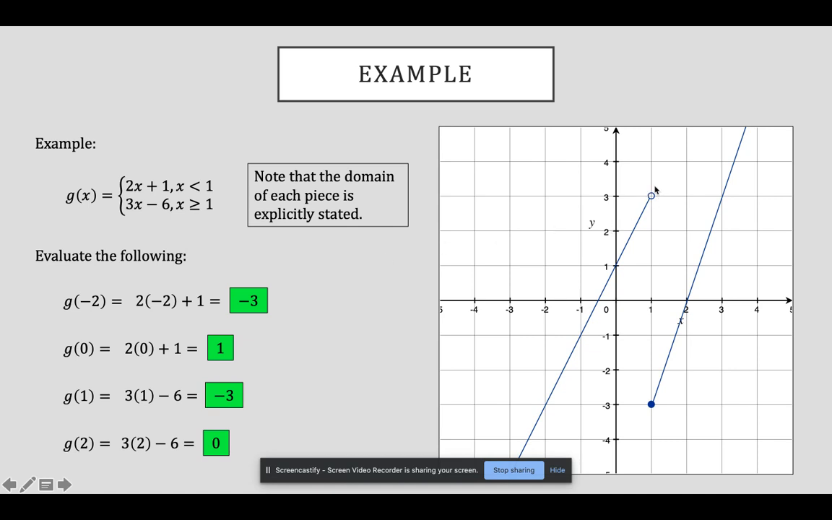Take a look at the endpoints here. Notice that open circles on the endpoints are going to correspond to endpoints that are not included. Notice that for this first piece, the endpoint of x equals 1 is not included in that part of the domain. But for the second piece of our piecewise function, where x is greater than or equal to 1, we have a filled in circle.